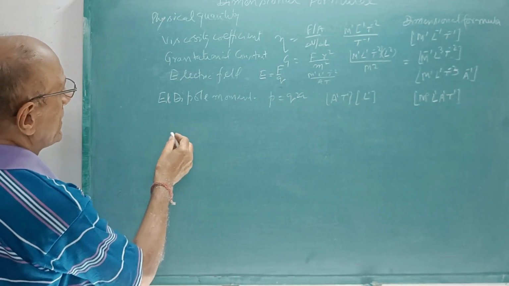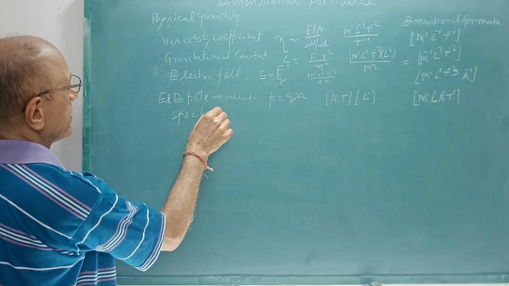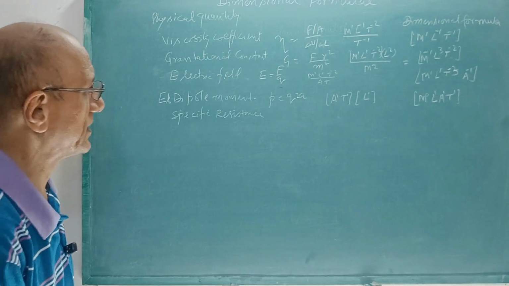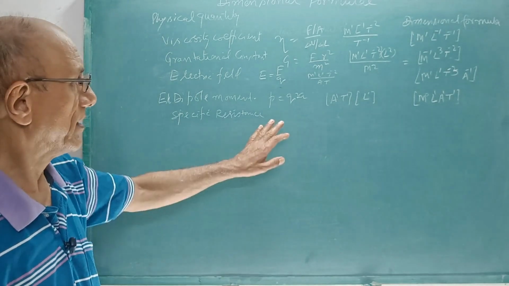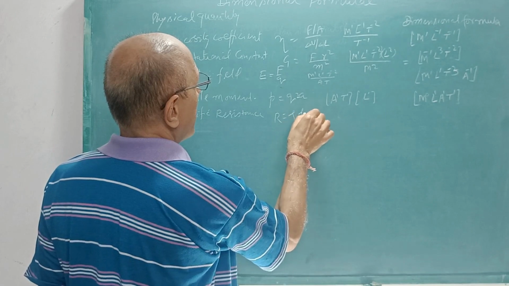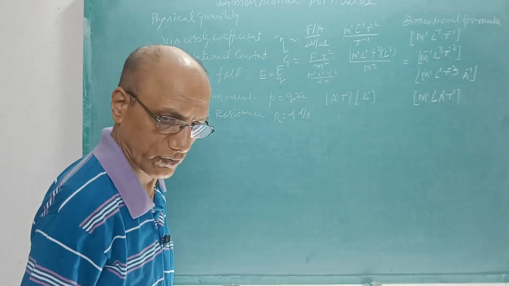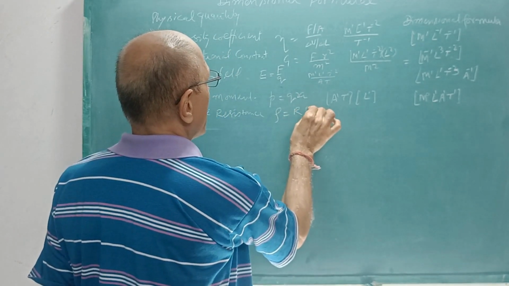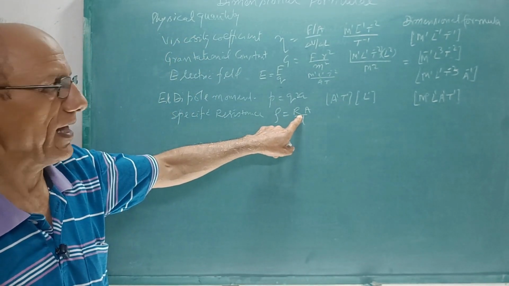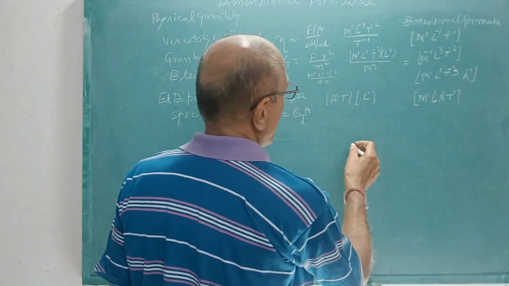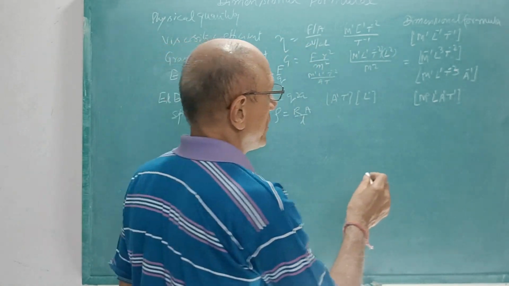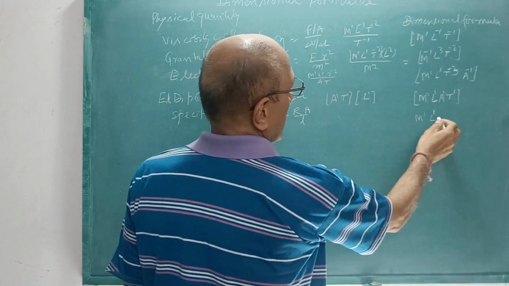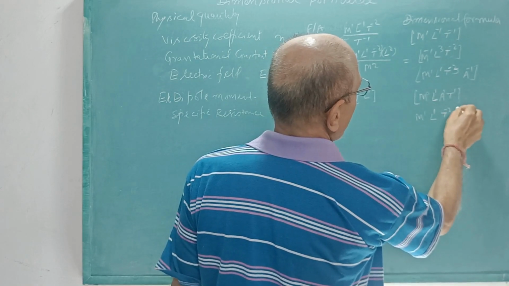Now we can have specific resistance. Specific resistance is R equals to rho L by A. So rho equals to R A by L. So you can have specific resistance R A by L. That means R into L. And the resistance was V by I. So V was M1 L1 T minus 3 A minus 1.